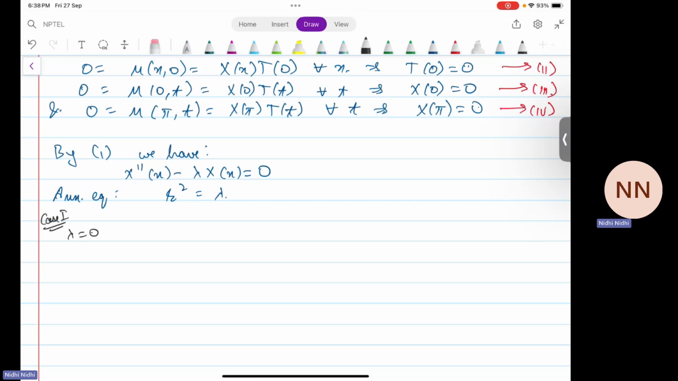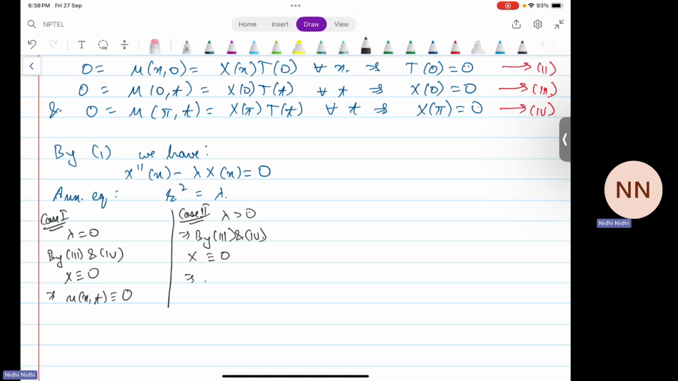Again, for lambda equals to 0, by third and fourth we will get X is trivially 0. You can do it yourself as we had done in the previous question. Case 2, when lambda is positive, again by third and fourth we will get X trivial solution, which will imply that u(x,t) is 0. Case 3, lambda is negative.